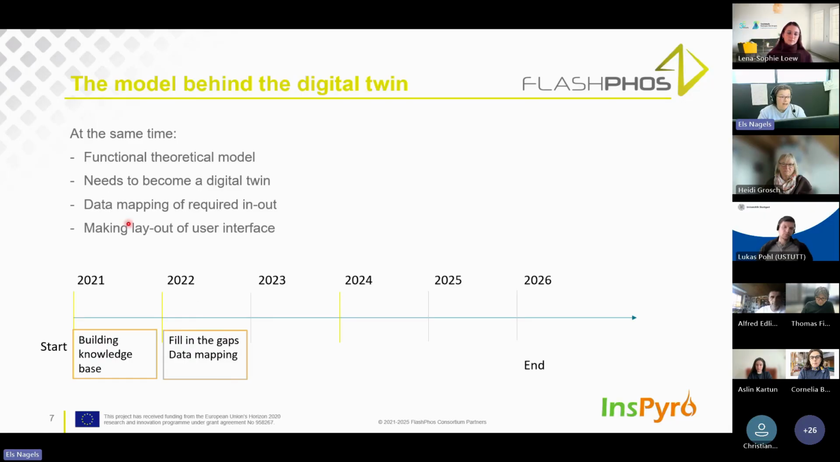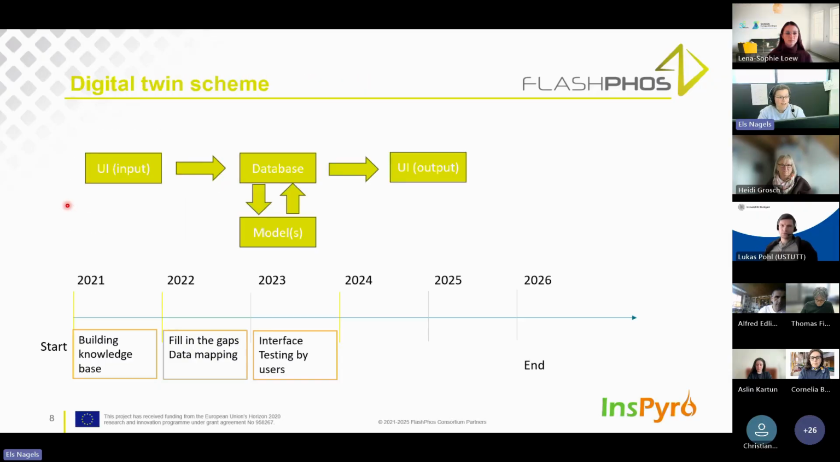While doing this, we need to transfer the model into a digital twin. As in the previous project, we make a data mapping of the required ins and outs, we make a layout of the user interface, and then we start testing. So the system is the same. You have a user interface that goes to a database. The database asks for a calculation. The calculation gives results, and the user interface gives the output, which it gets from the database.